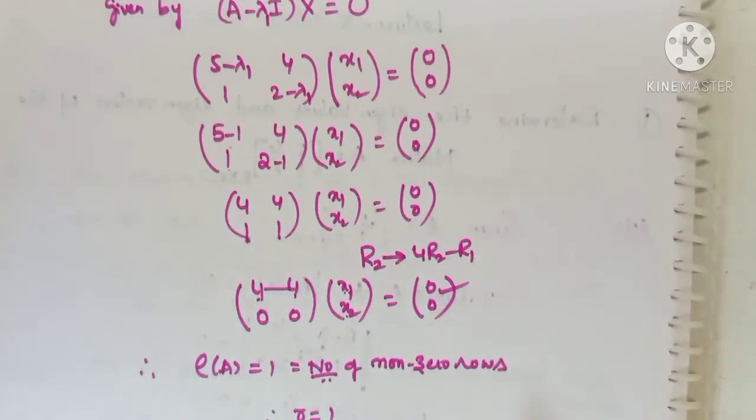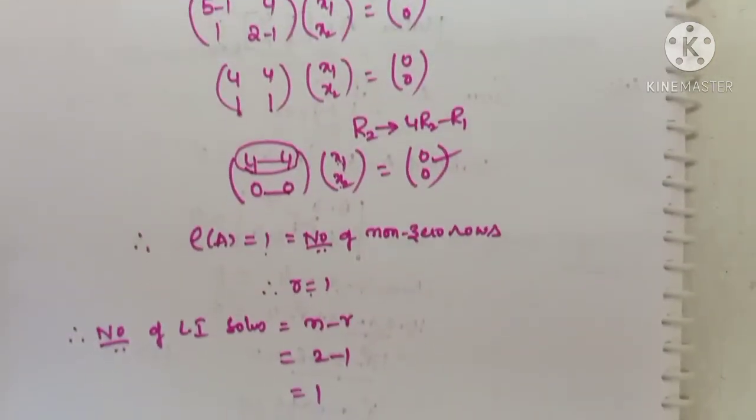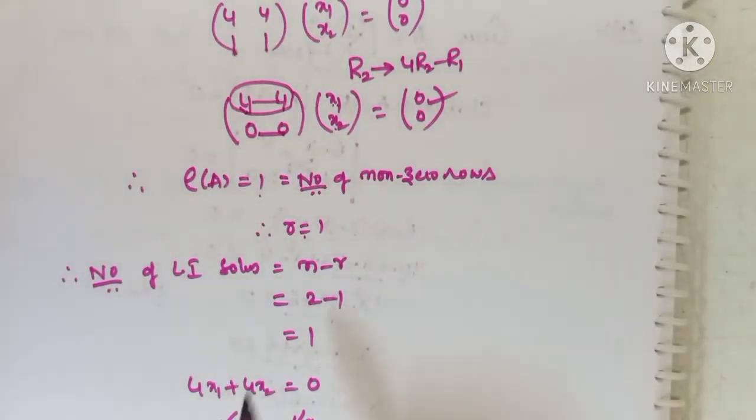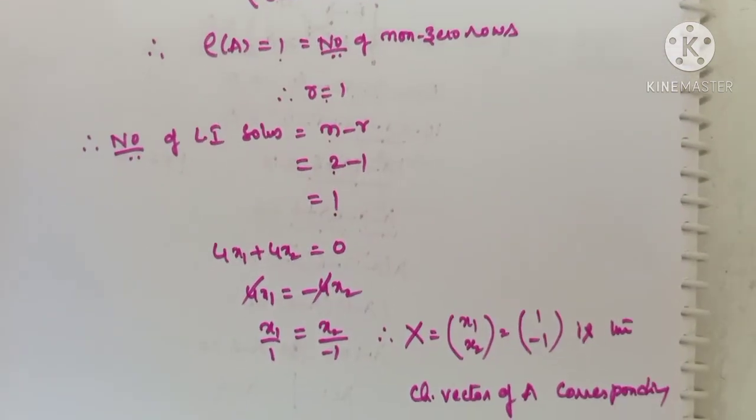So we got a 0 row and 1 non-zero row. Number of non-zero rows in this matrix is 1. Therefore, rank of this matrix is 1. We have only one non-zero row. Number of linearly independent solutions is given by n minus r. N means number of variables and r is the rank of the matrix. Number of variables is 2. So 2 minus 1 is 1. That means we are getting only one linearly independent solution.